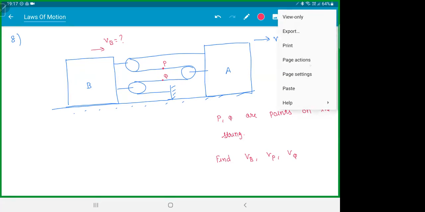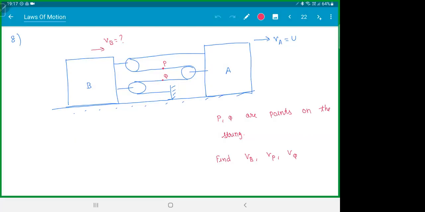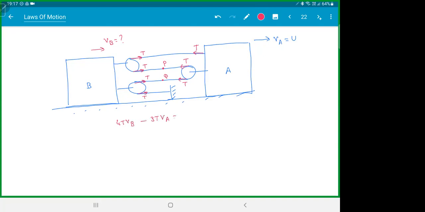First part. This is tension, tension, tension, tension, tension. So basically from here we get 4T VB minus 3T VA is equal to 0. So VB is equal to 3U by 4. Straightforward, no? This was easy.